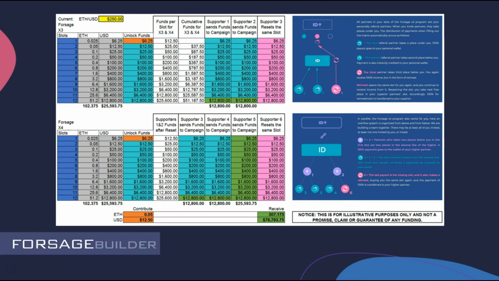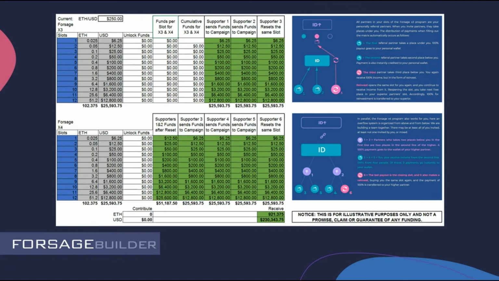For those who wish to utilize this unlocking process all the way through the entire 12 slots, you will see at the bottom the amount of Ethereum sent and the amount received. The amount received is the total of everything shown in green in the charts.